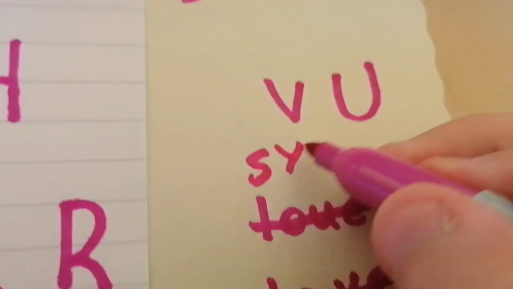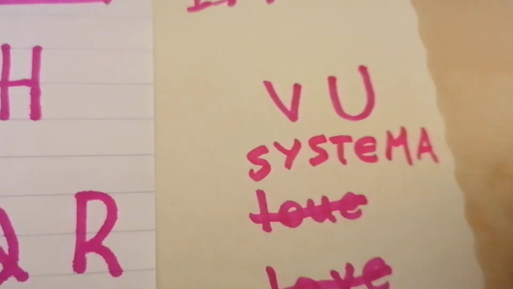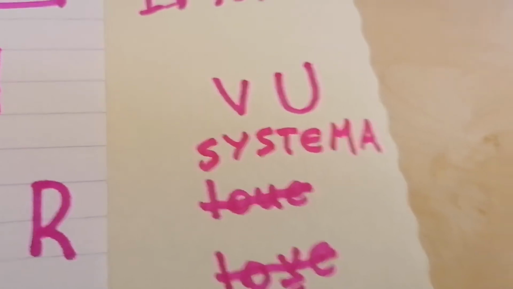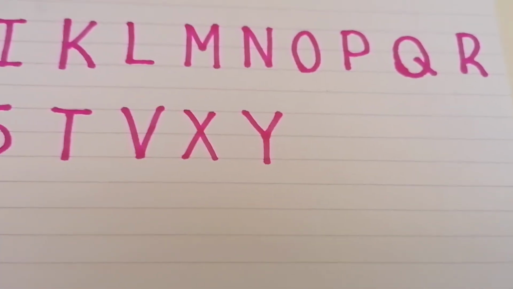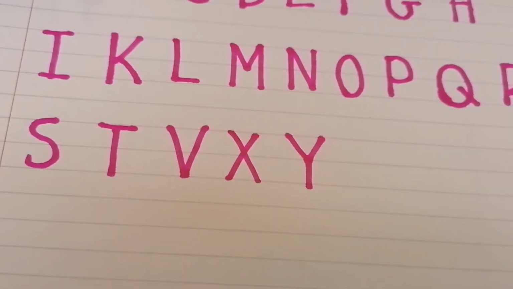Let me just quickly write it down. Systema, which is not sustema, it's sustema. It's a very different sound. And so when the Roman scribes were borrowing Greek words, they thought, we probably need a separate letter for that because it's such a strange sound.